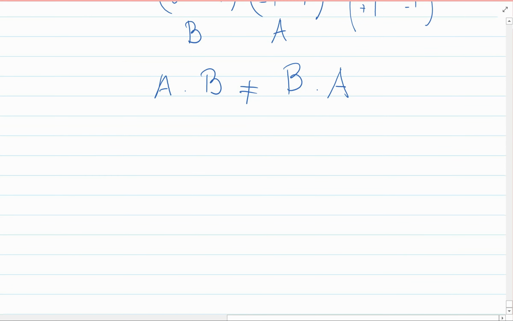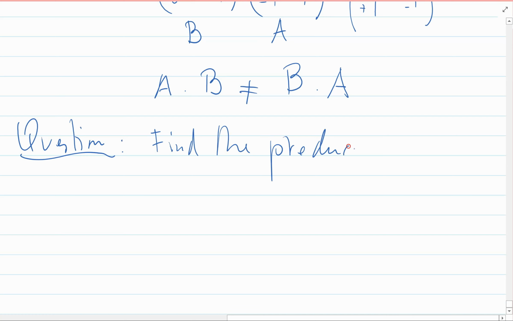So what does it mean, in fact, that AB may not be equal to BA, even if you can do the products, by the way? This means that if you are able to perform AB and BA, and we are asked the following question, find the product of A and B, you cannot answer this question. This question cannot be answered. Why? Because it's not like the real numbers.